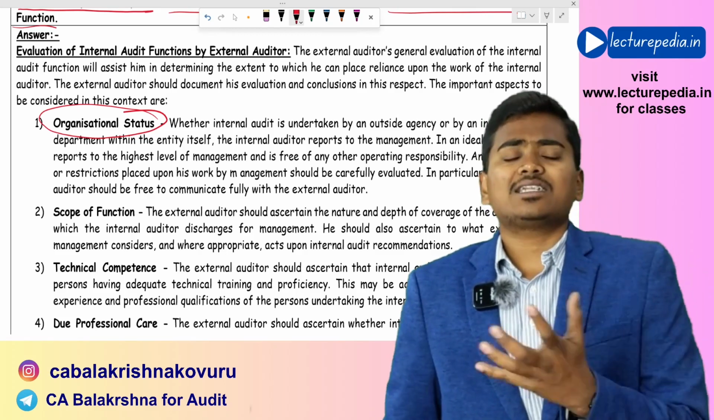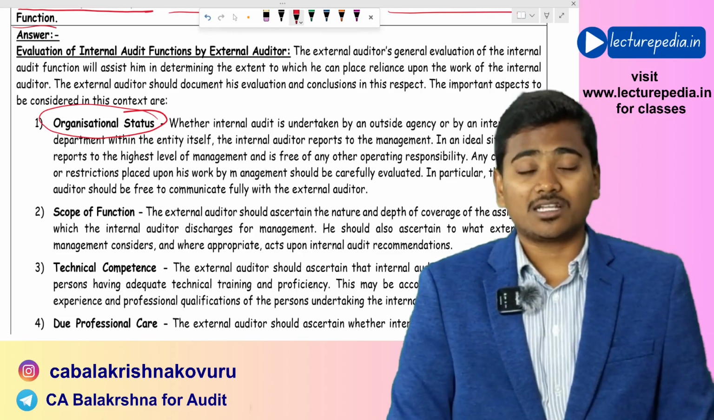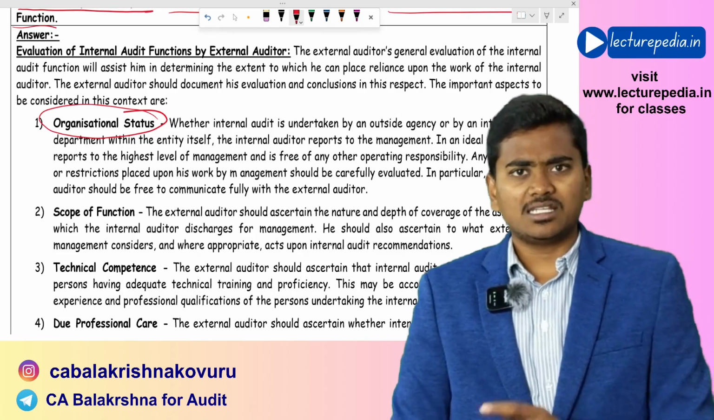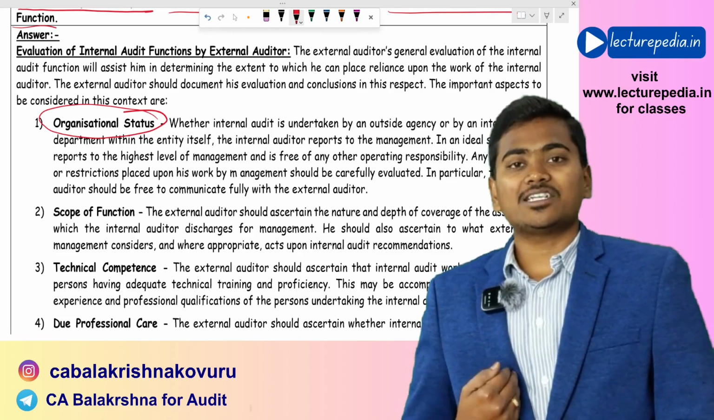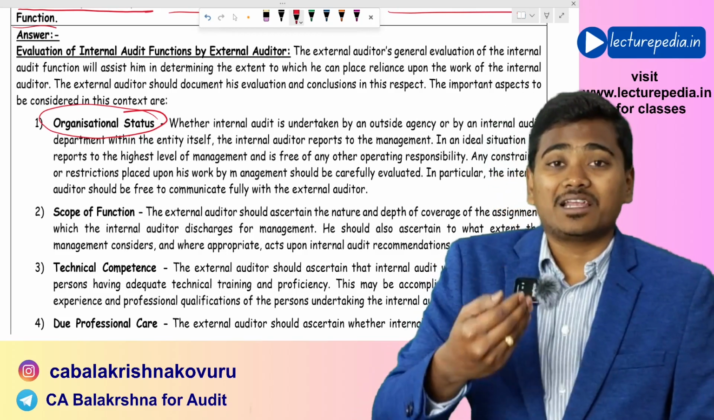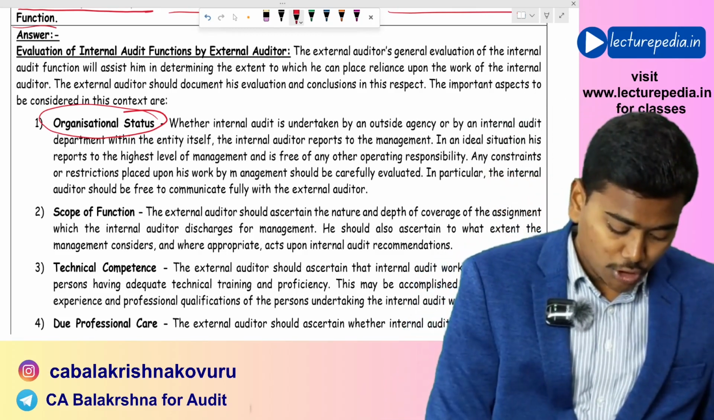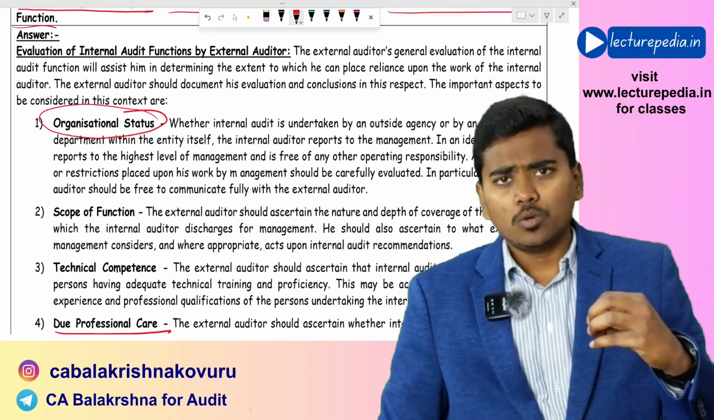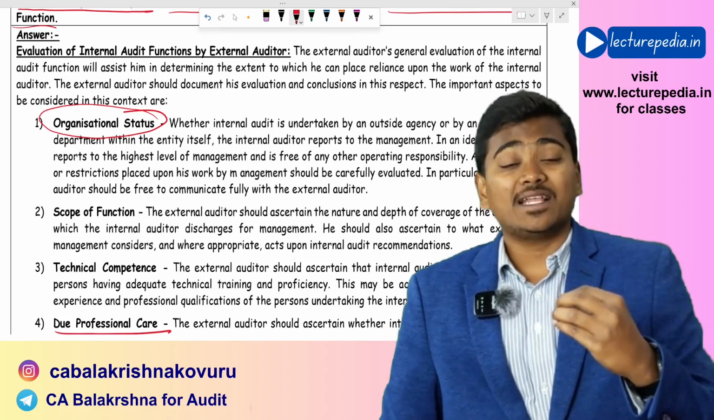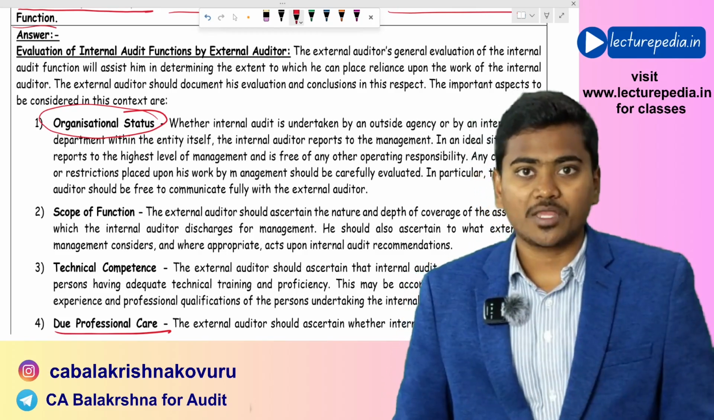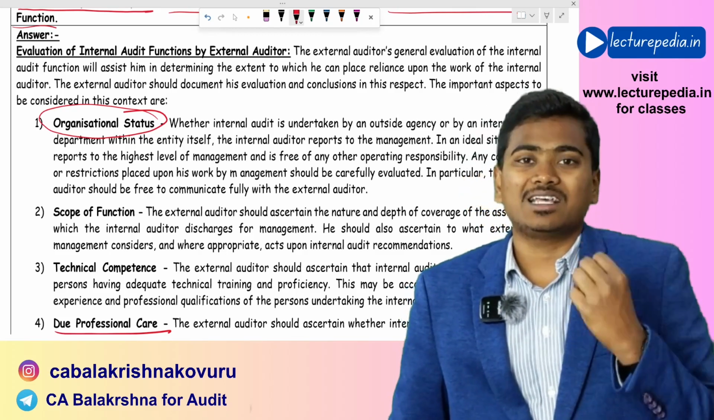Next, whether this internal auditor is properly qualified, the professional competence of the internal auditor will be checked. Whether this internal auditor is a chartered accountant or any other professional who is properly qualified. If yes, the statutory auditor can rely on the work of this internal auditor. Next, he will also check due professional care. That means how the internal auditor has conducted his work, whether he has followed any standards, whether he has maintained proper documentation, whether he has found any important findings. All this will be considered by the external auditor.